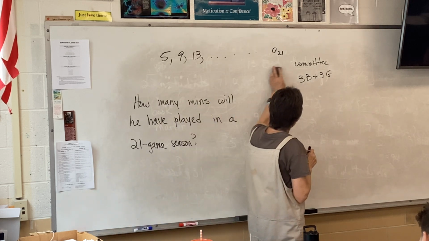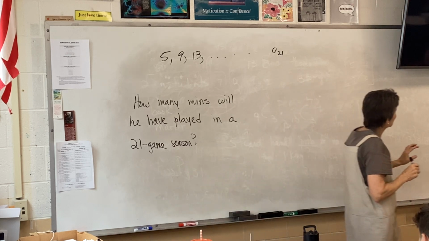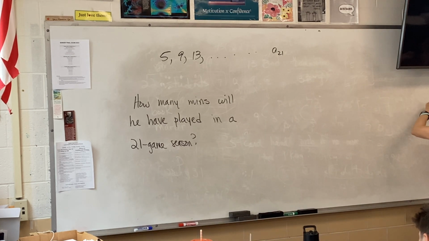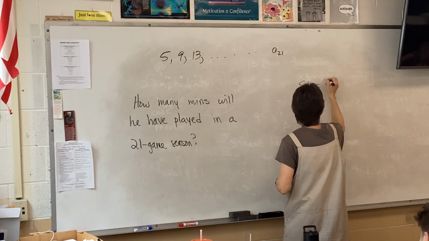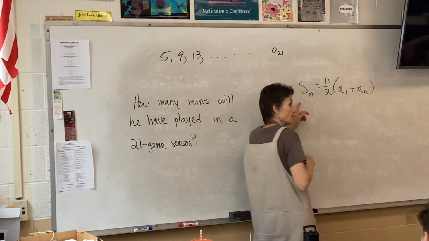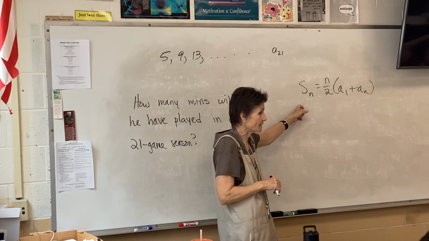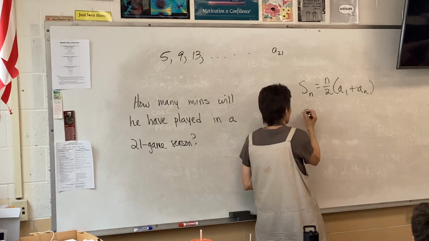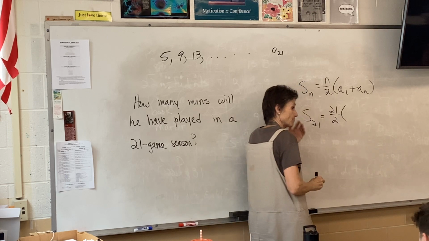Alright, so I'm adding them all up. What kind of sequence is this? Arithmetic. And you've got your formulas right here in the middle of the page. Your arithmetic formulas are these two. And in fact, I'm gonna use that one right there because that's the sum formula, and isn't that what you told me I had to do? So I'm summing up 21 games, so N is 21.